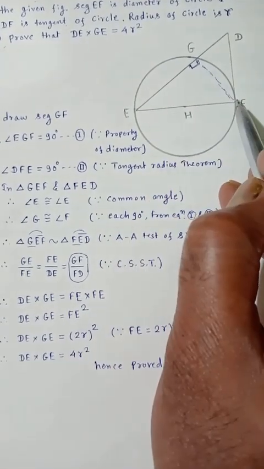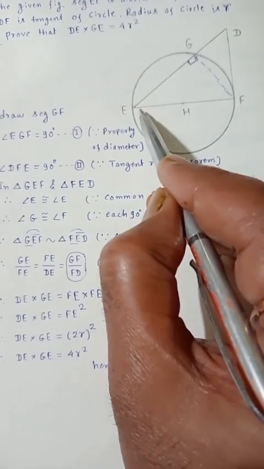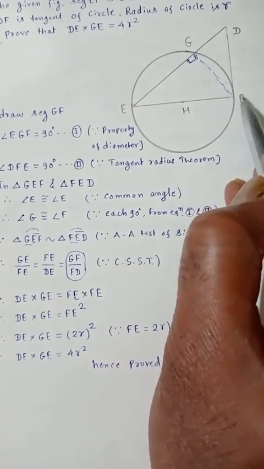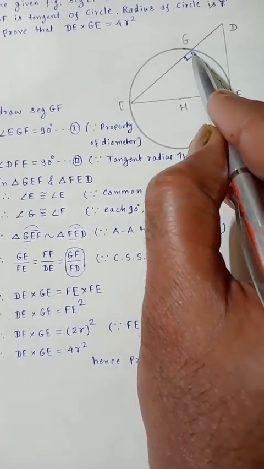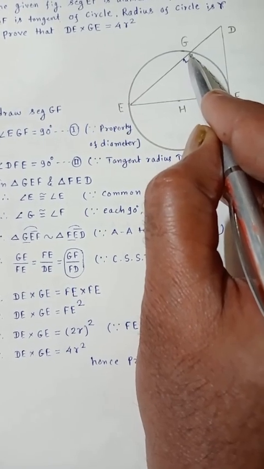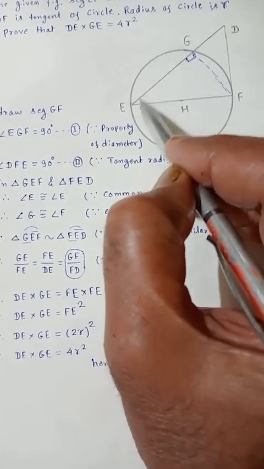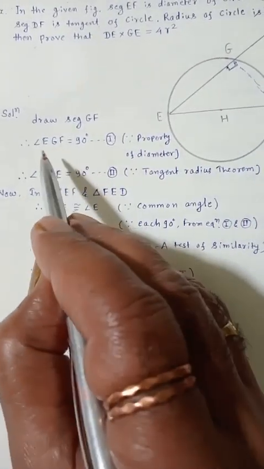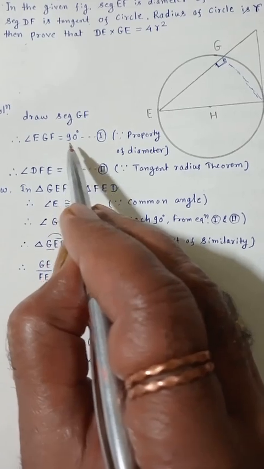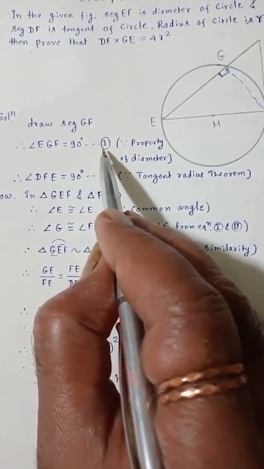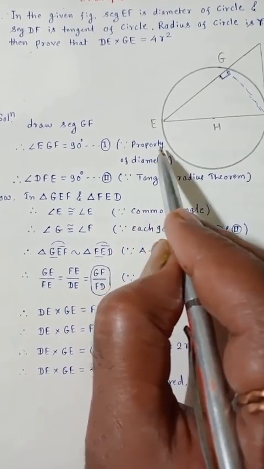Segment EF is the diameter. The endpoints of the diameter make an angle at point G, and point G is on the circle. Therefore, angle EGF is 90 degrees. Give equation number first. Reason is property of diameter.